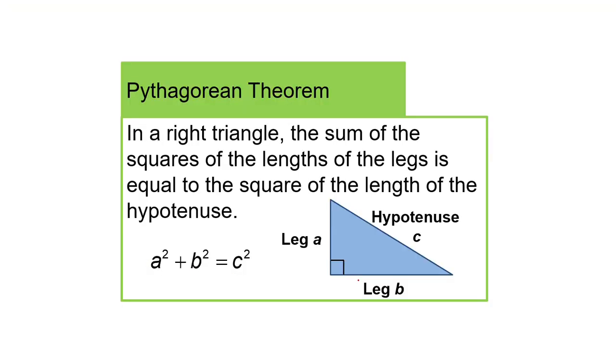The Pythagorean Theorem: in a right triangle, the sum of the squares of the lengths of the legs is equal to the square of the length of the hypotenuse. So the Pythagorean Theorem states a squared plus b squared equals c squared. So please memorize this formula, the Pythagorean Theorem.